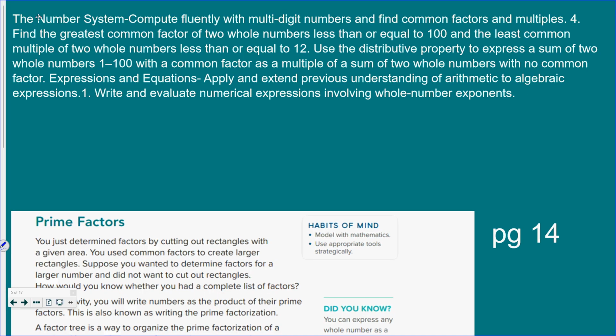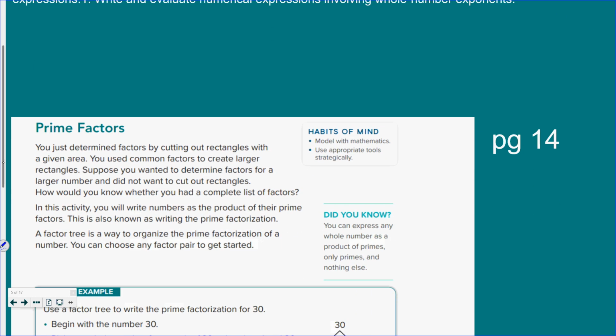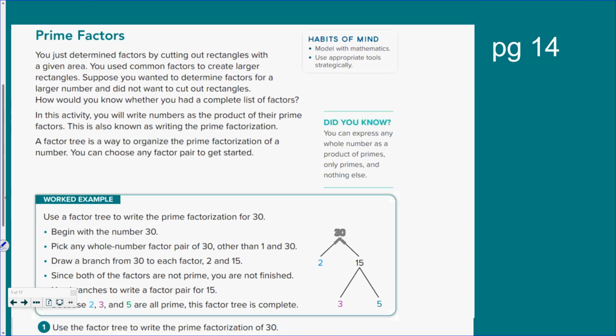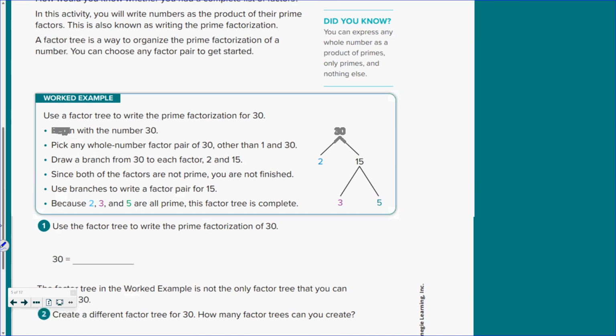This is true. Yeah, so we're on page 14 in your modules. Page 14. Yeah, sorry, we're skipping enough pages, guys. Yeah, and this one, we're going to talk about factor trees. You can express any whole number as a product of primes, only primes, nothing else.